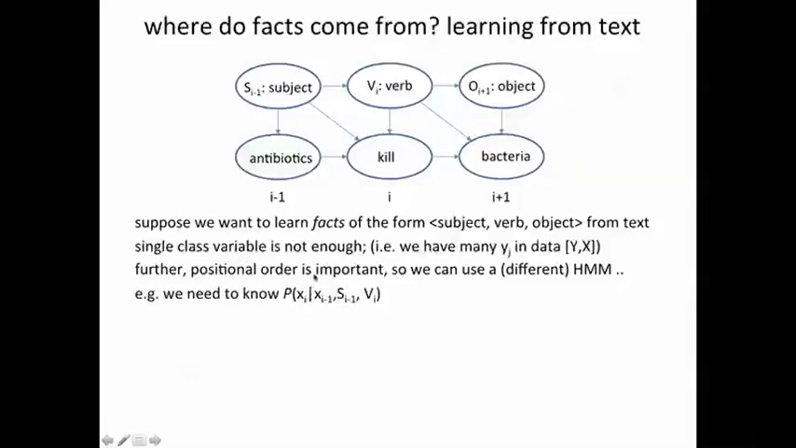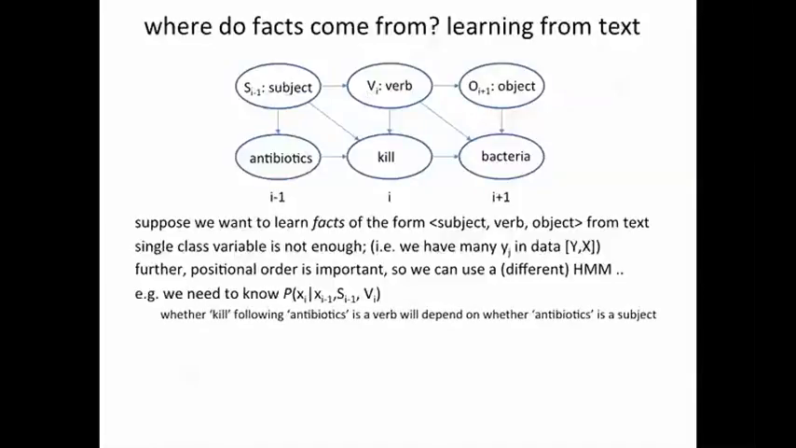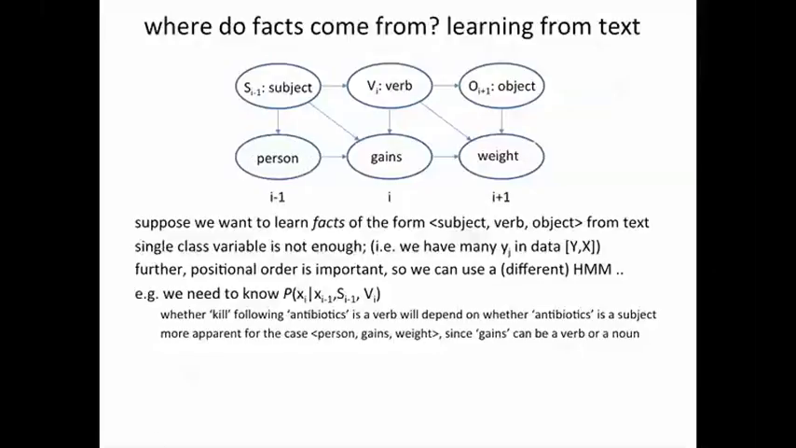We need to know the probability of x_i, that means any particular word occurring, given the previous word, the class of the previous word, and the class of the present word. For example, the probability that "kill" following "antibiotics" is a verb will depend on whether "antibiotics" is a subject. The situation is probably more apparent for the example "person gains weight", where the word "gains" can be a verb or a noun.